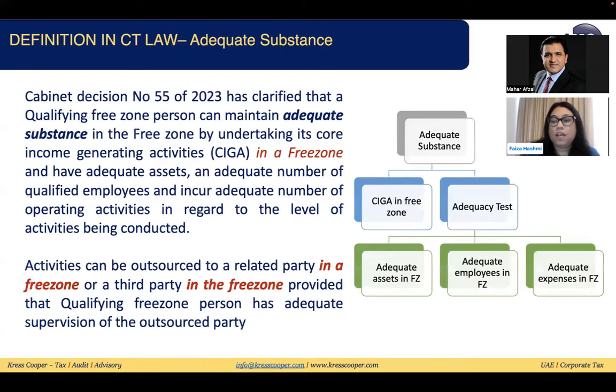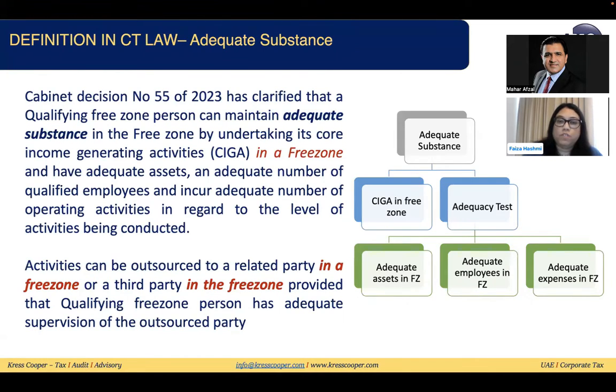Then another thing which the cabinet decision clarified was what is adequate substance. The law had said that they have to maintain adequate substance, but had not defined what it was. This decision further gave clarity on that. They said that the core income generating activities of the company should be from the free zone, and they should have adequate assets in the free zone. They should have an adequate number of qualified employees in the free zone, and an adequate amount of operating activities and expenses being incurred there.